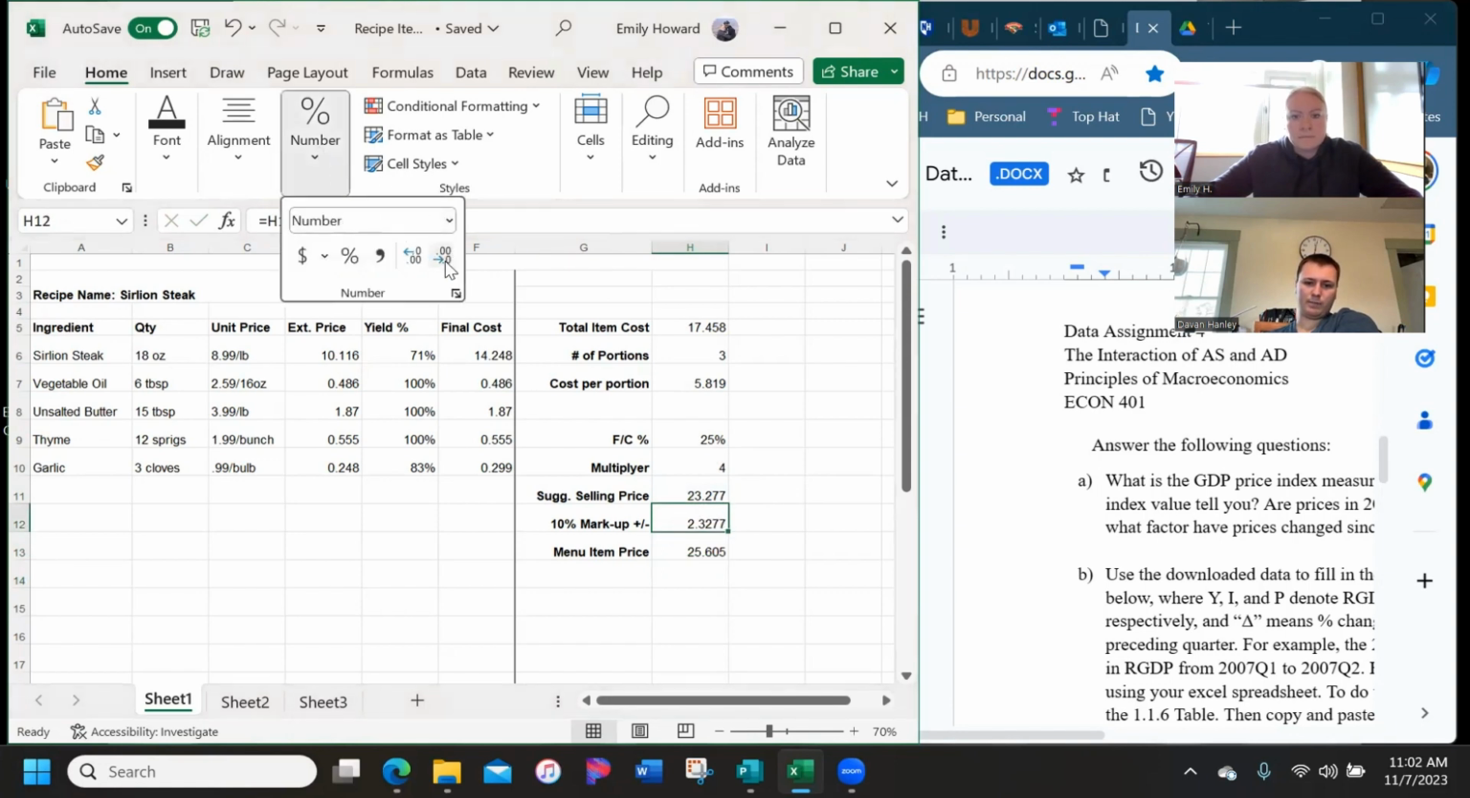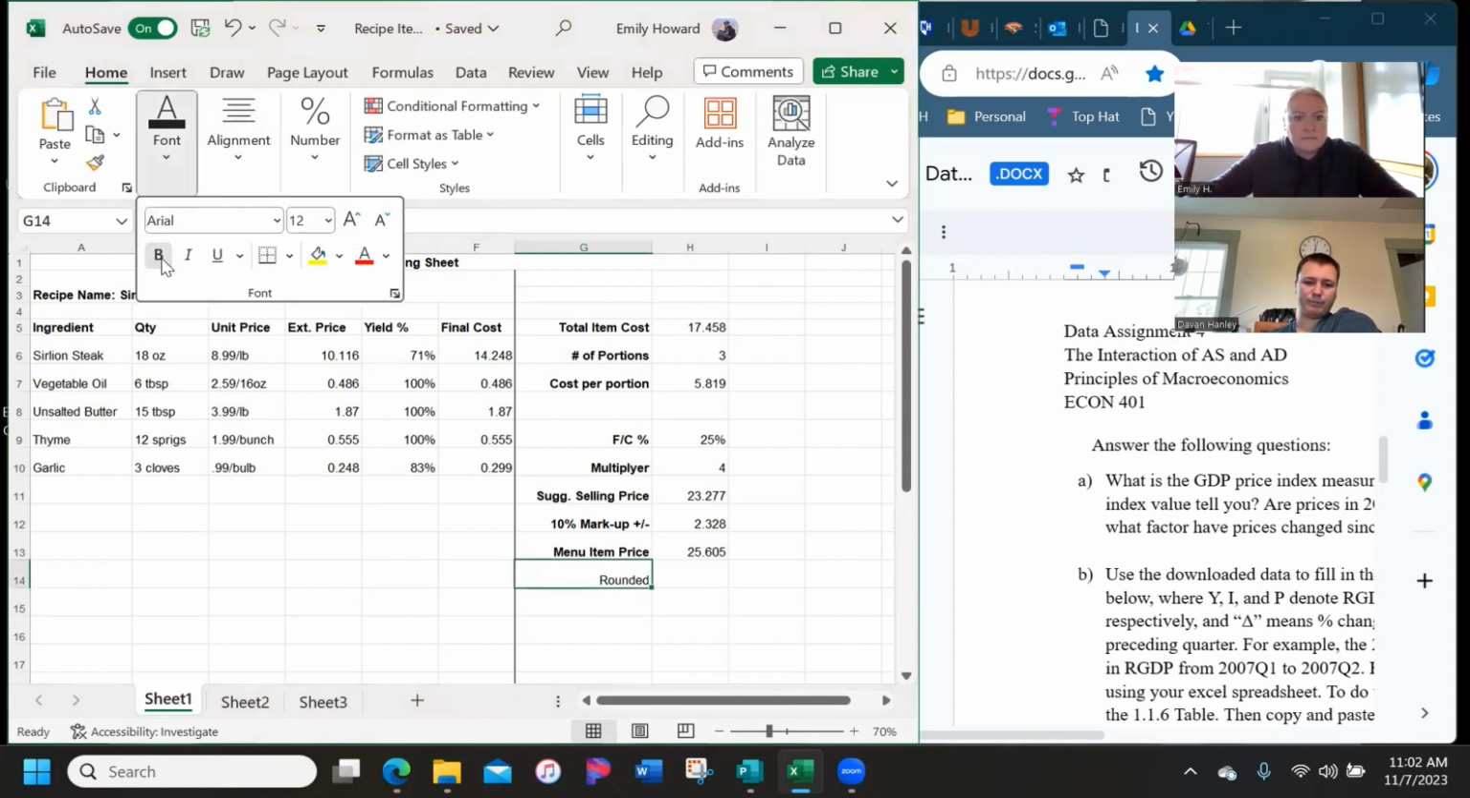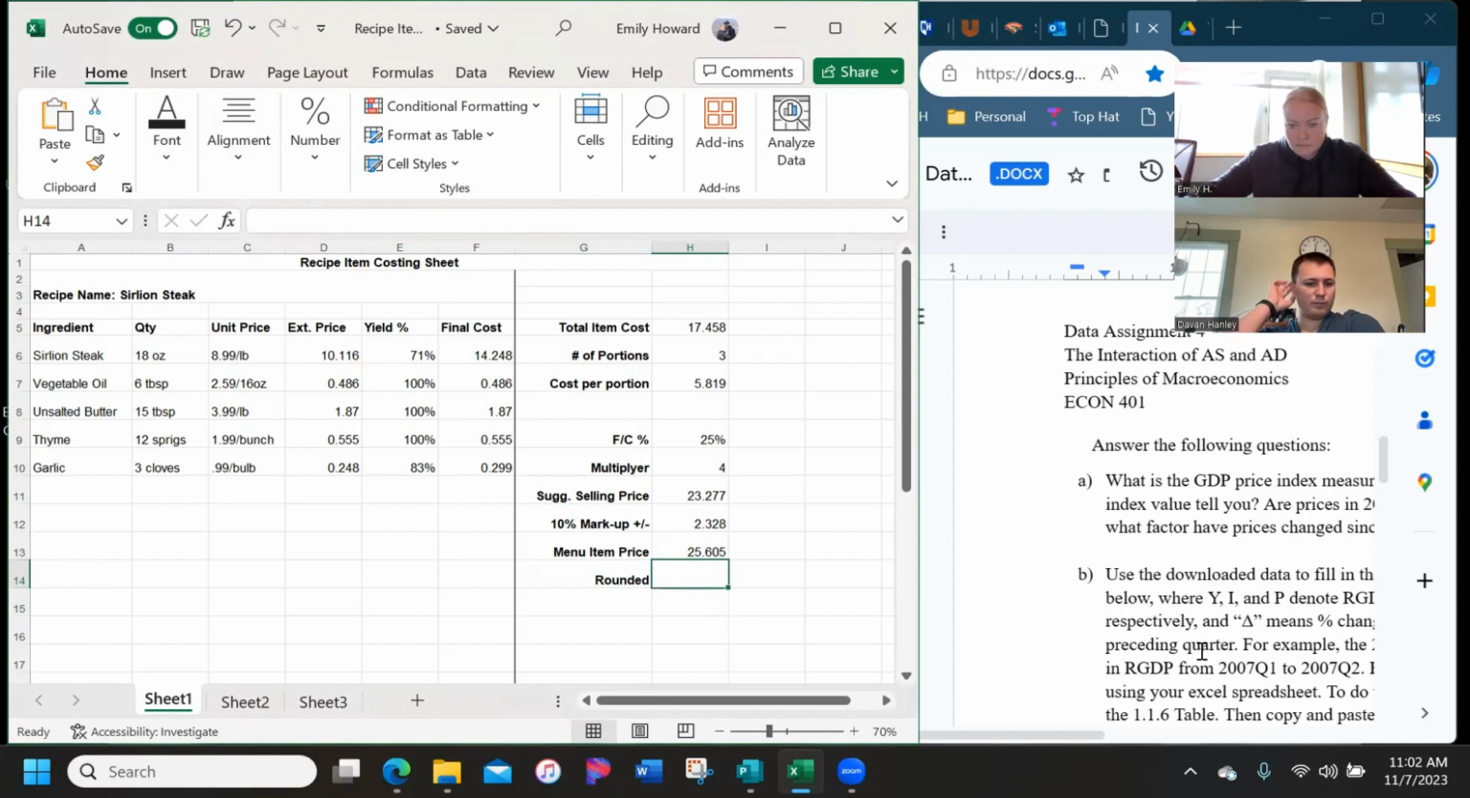Then you'd probably put like $26 or $25.75, so you'd make it a nice price, because on your menu you wouldn't put $25.60. So just put rounded, and then I'd probably do 26, or $25.75 maybe. It doesn't have to be a whole number? Doesn't always have to be.